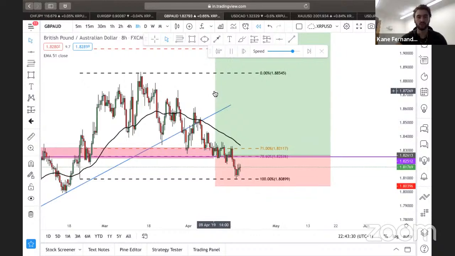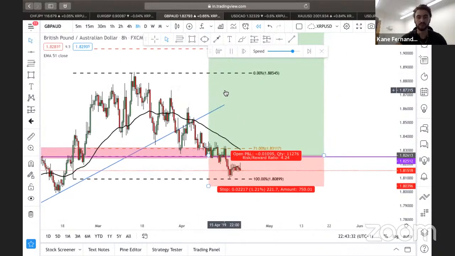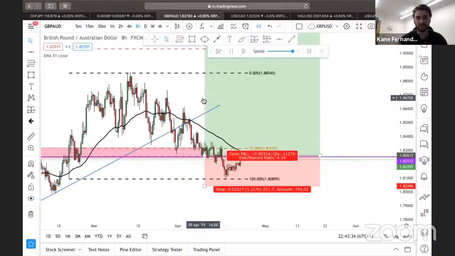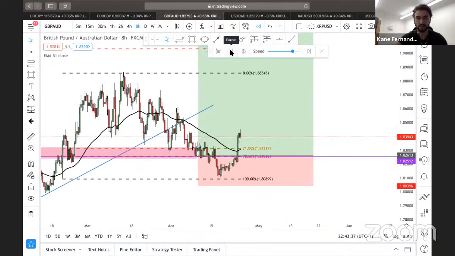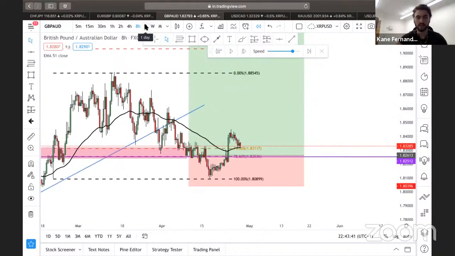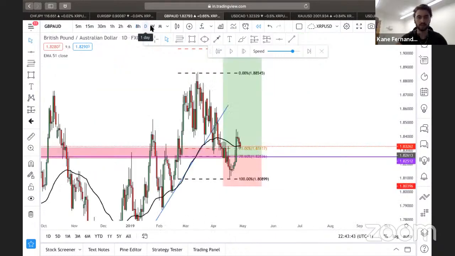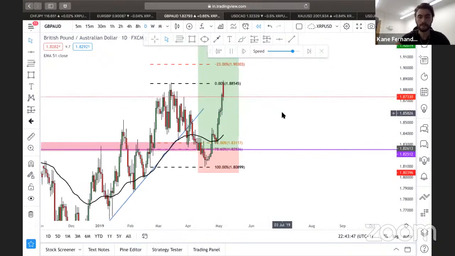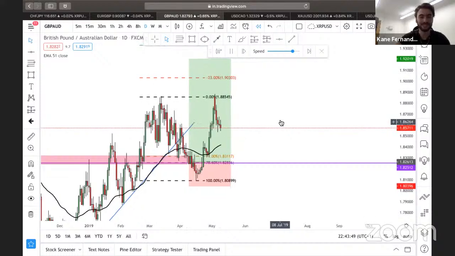Okay, so this structure's changed here, you can see, because it's now broken this trend, and now maybe you can wait and see how this reacts from the daily. Okay, so it's just playing around. There you go, it's hit my take profit. Damn it.